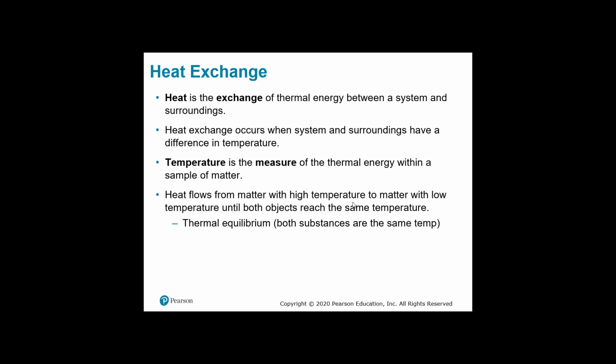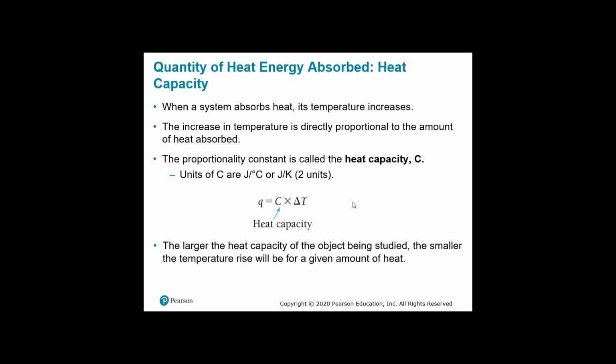Okay, so let's go on to quantity of heat, energy absorbed, heat capacity. So when a system absorbs heat, its temperature increases. The increase in temperature is directly proportional to the amount of heat. Basically what that means is that if one goes up, the other one also has to directly go up. If one goes down, the other one has to directly go down. So if there's an increase in temperature, that means there's an increase in amount of heat absorbed. If there's an increase in amount of heat absorbed, there is an increase in temperature. They are directly proportional. The proportionality constant is called the heat capacity.